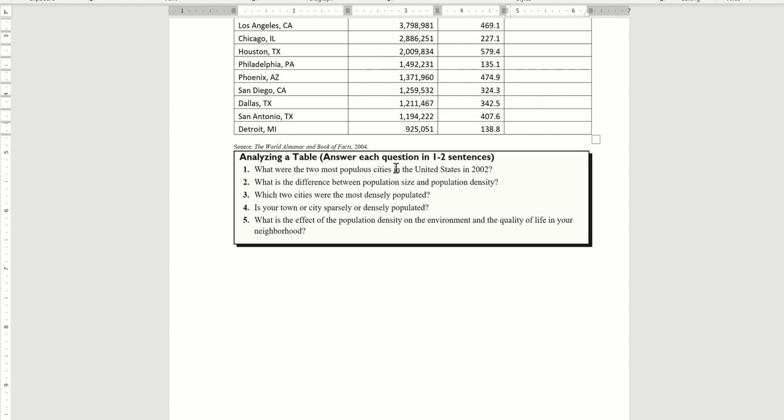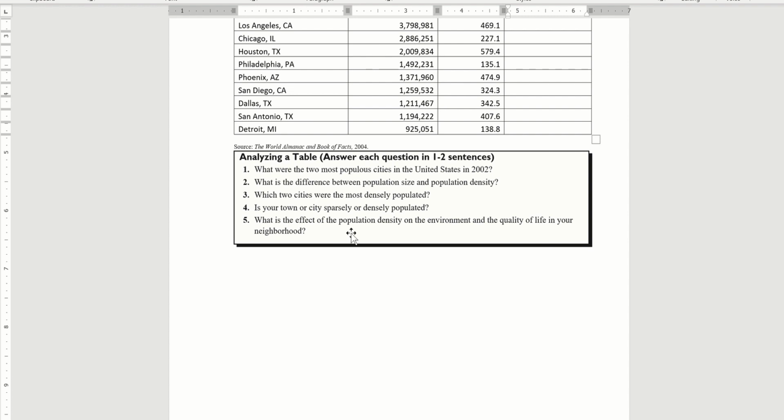What are the 2 most populous cities? What's the difference between population size and population density? Which 2 cities are most densely populated? Is your town or city densely or sparsely populated? Sparsely meaning it's not a high population, or dense means it has a high population density, right? So is it a lot or is it small compared to the other ones, right?